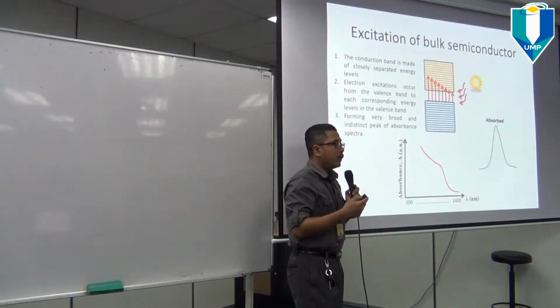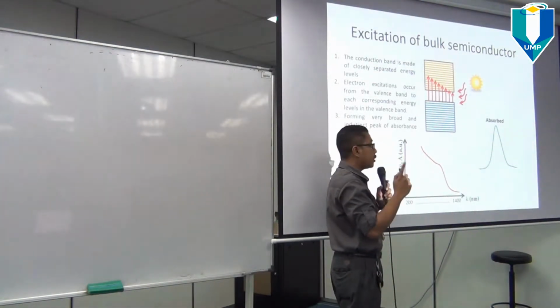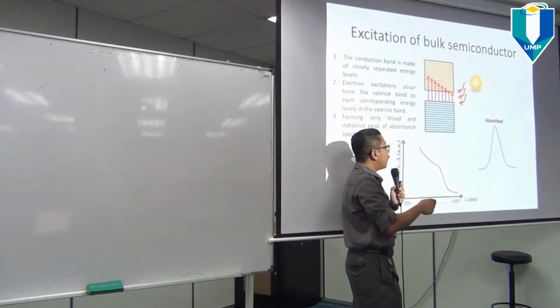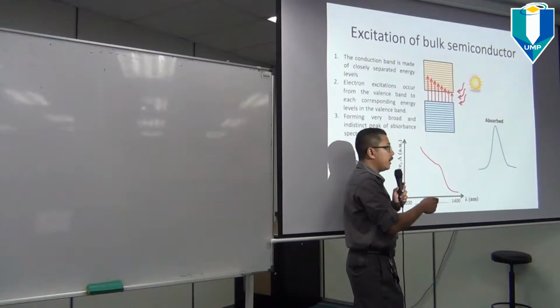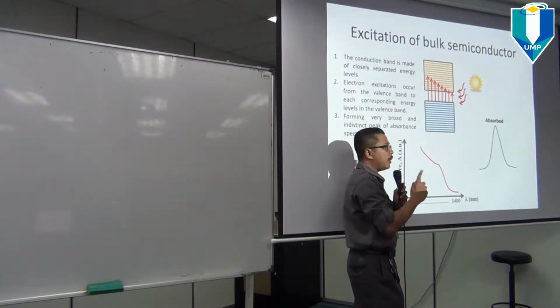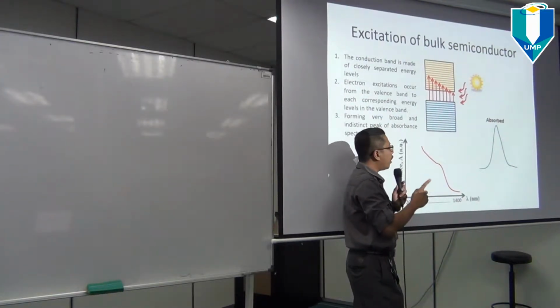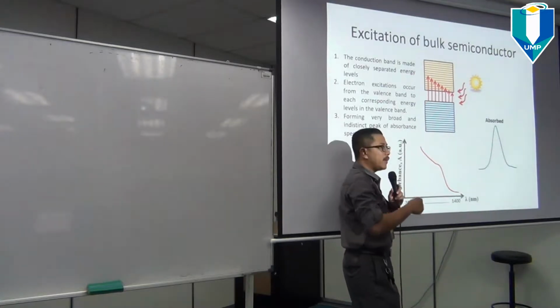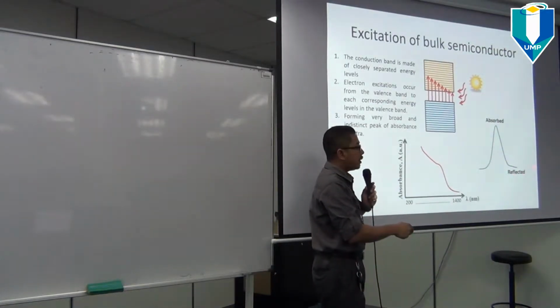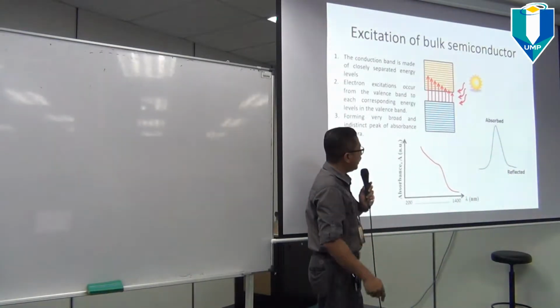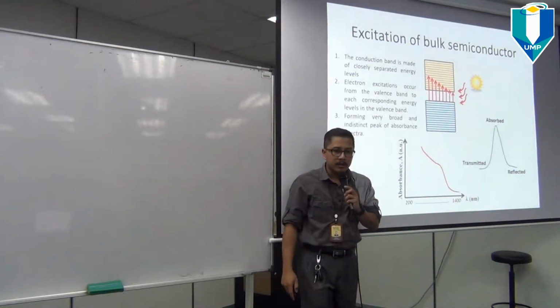So, how do we determine? We need to determine the top or the peak of the graph. This one indicates the light that is being absorbed. The first light, the longest wavelength of light that could be absorbed by our semiconductor. And this side of the graph could be reflected, and this side of the graph indicates the transmitted light.